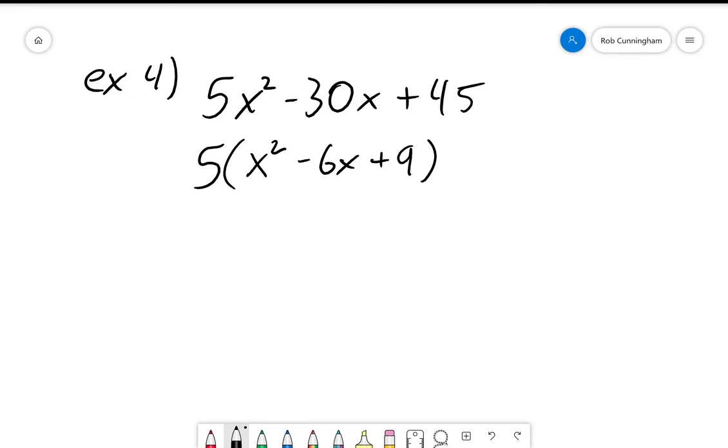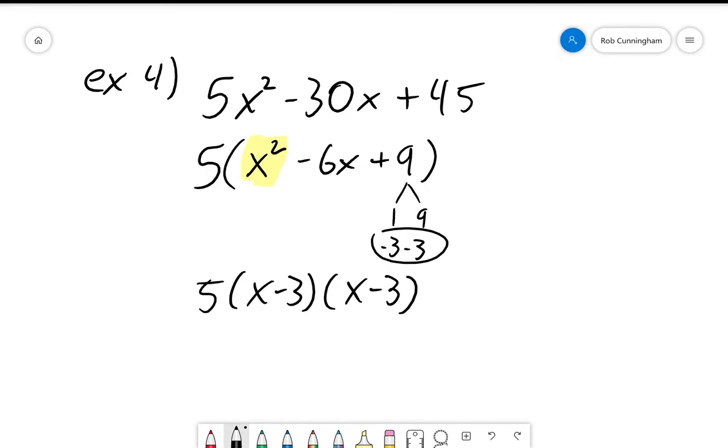But for those of us who don't have that already, what we need are 2 numbers that multiply to make positive 9 and add to make negative 6. Well, again, we've already worked with 9, so it's only 1 and 9 or 3 and 3. And it looks like negative 3 and negative 3 will get us to negative 6. Now again, because we have just this x squared here, we don't have to go through all the hassle of splitting the middle term. We could, it would still get us the right answer, but because we just have that x squared, we can fall right back on 5 times x minus 3 times x minus 3, better known as 5 times x minus 3 squared.